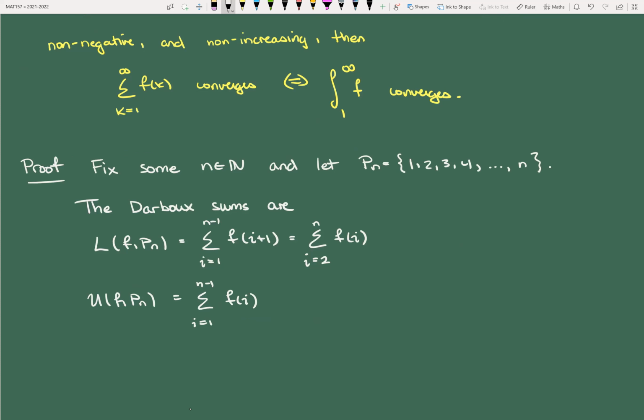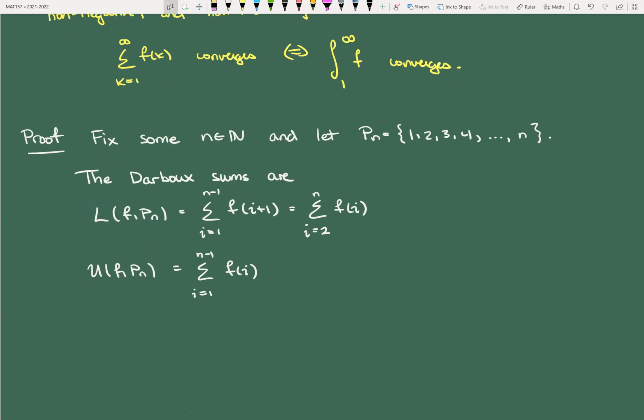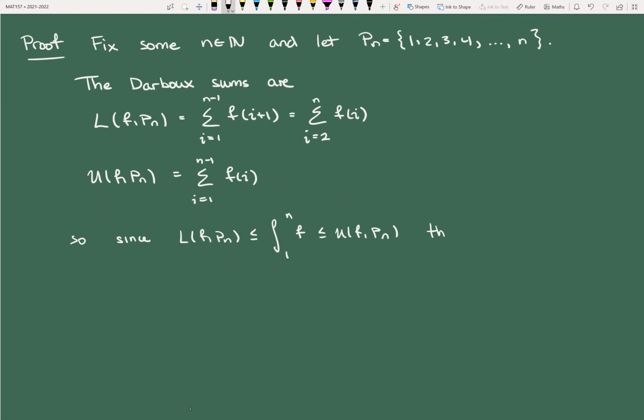All right. And the lower Darboux sum and upper Darboux sum bound the integral. And so immediately I have, so since L f, I shouldn't be doing this with a cup of coffee in my hand. So I'm going to put that down. So since this is true, then we get the following bounds, right? The sum from i equals 2 to n of f i is less than or equal to the integral from 1 to n of f, which is less than or equal to the sum from i equals 1 to n minus 1 of f i.